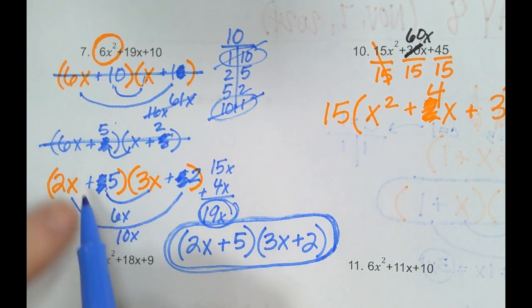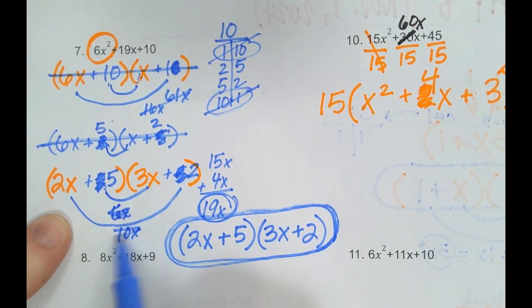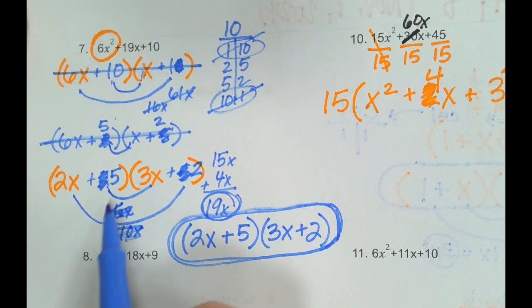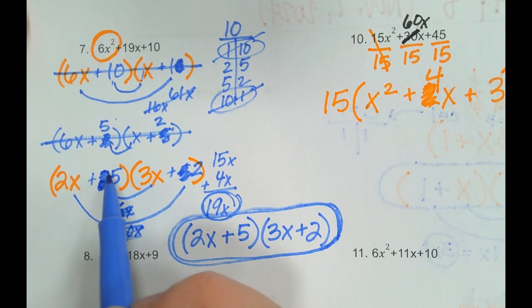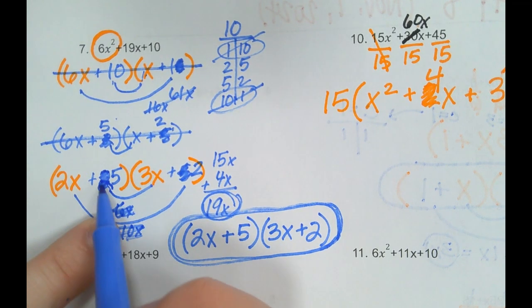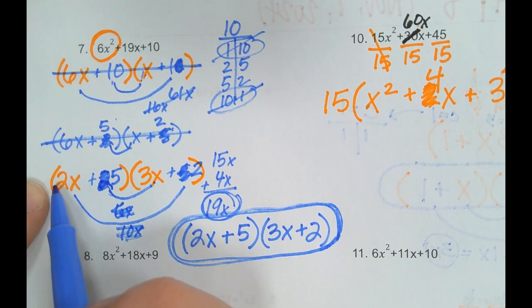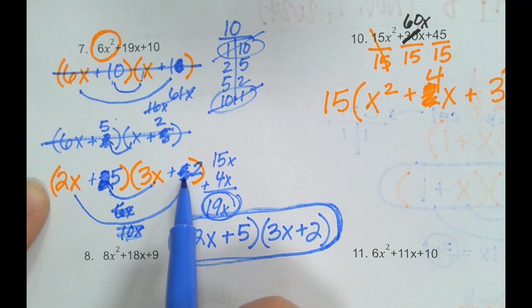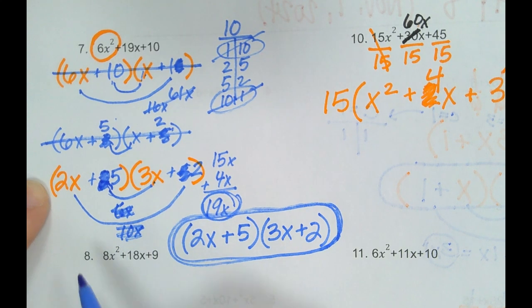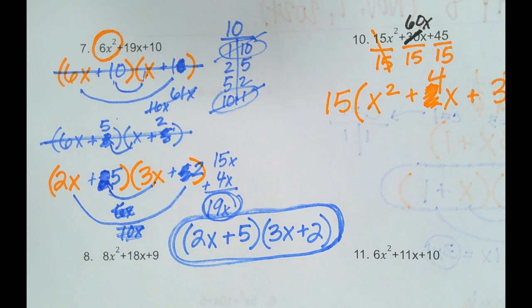Oh, wait. Oh, so this is from... I know, I should have done this. I confused you guys, my bad. So I had 2x plus 2 here originally. So 2 times 3 was that 6x. And then I had 2x times 5 to get that 10x. I'm not being neat with my work. I'm getting a little sloppy, guys, and I apologize for that.